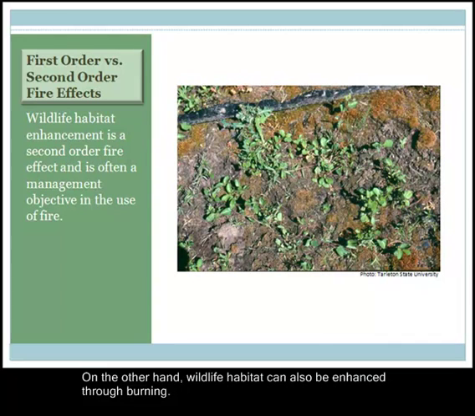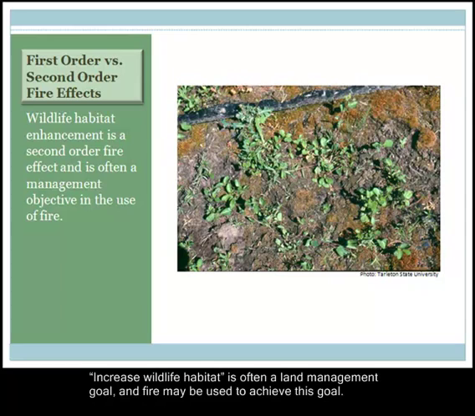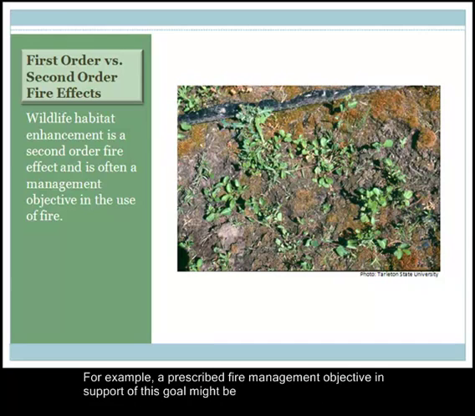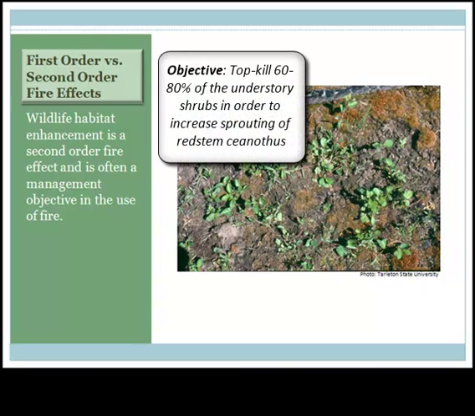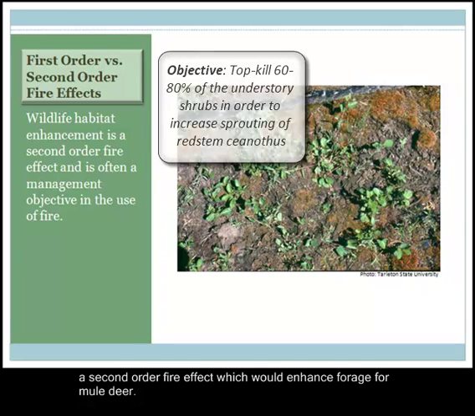On the other hand, wildlife habitat can also be enhanced through burning. Increased wildlife habitat is often a land management goal, and fire may be used to achieve this goal. For example, a prescribed fire management objective in support of this goal might be to top kill 60 to 80% of the understory shrubs in order to increase sprouting of red stem ceanothus, a second-order fire effect which would enhance the forage for mule deer.